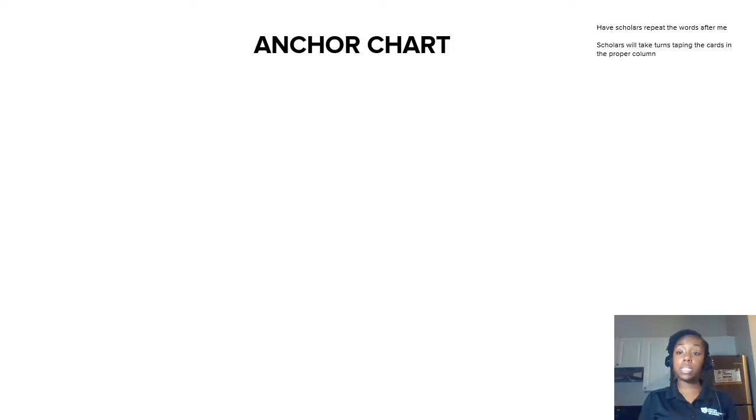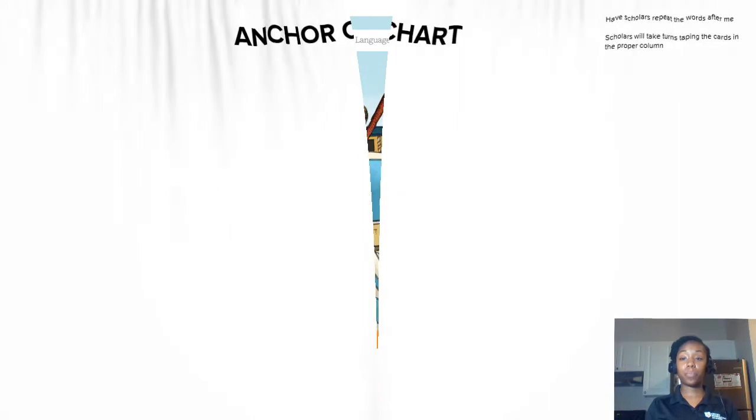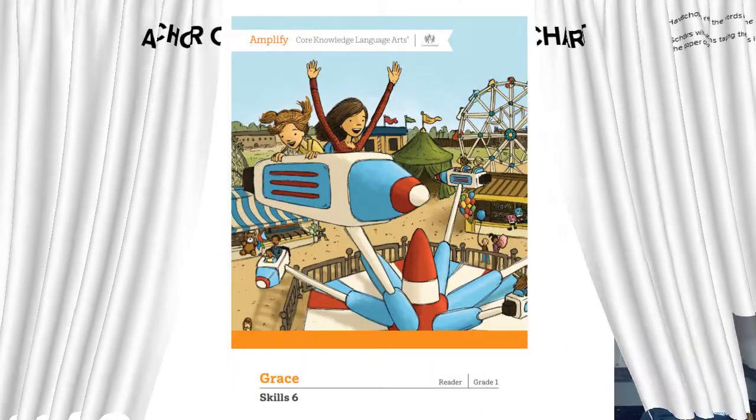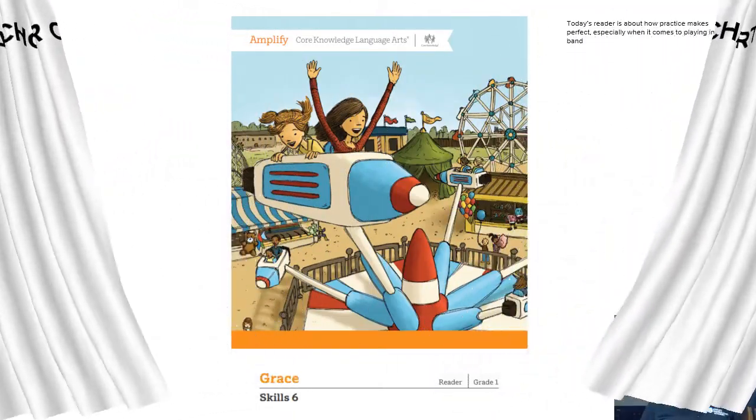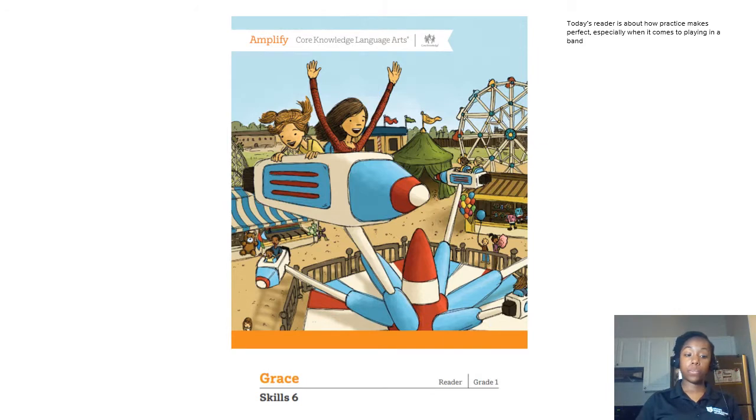In the classroom today, scholars, we would have had an anchor chart, but we don't have an anchor chart for today, so we're going to keep moving. So sorry, scholars. All right, scholars, today's reader is about how practice makes perfect, especially when it comes to playing in a band.